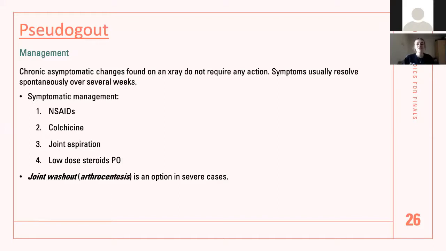However, if these patients are symptomatic, you'd firstly prescribe them NSAIDs. Again, if they're not tolerant, colchicine. Joint aspiration also can help, and you can also give them low dose steroids orally if it's quite severe. You can also do a joint washout in severe cases as well.